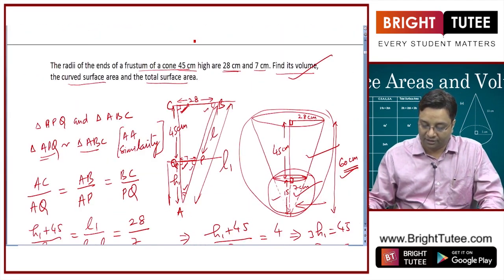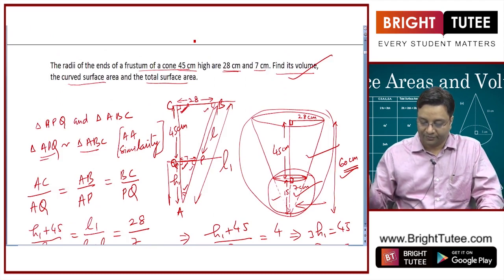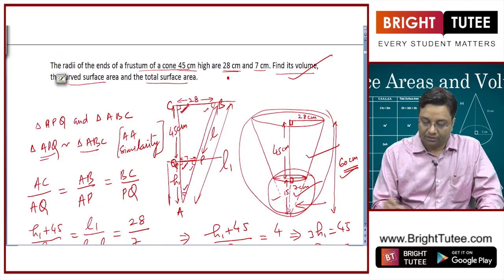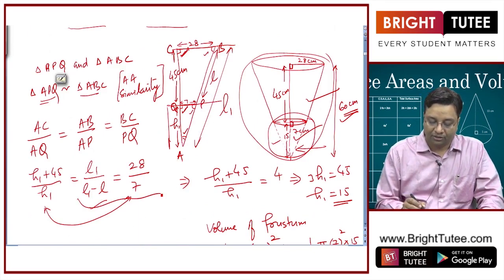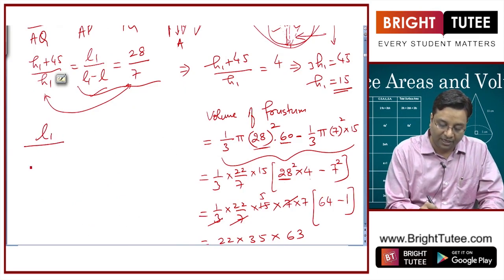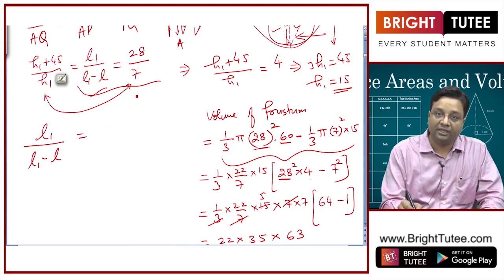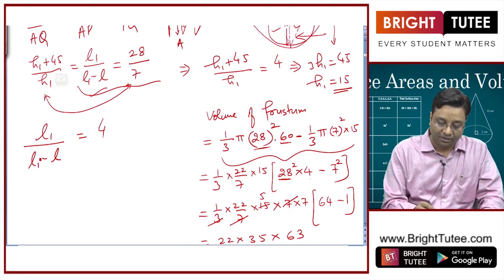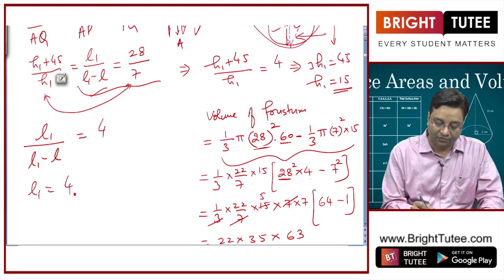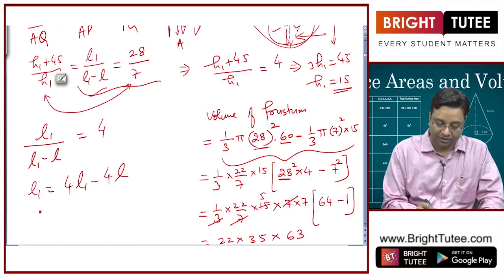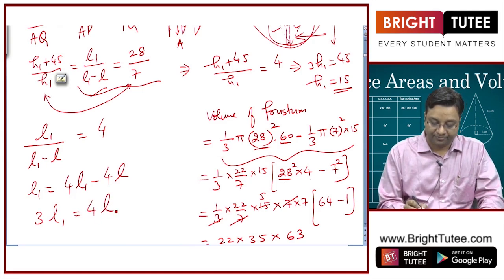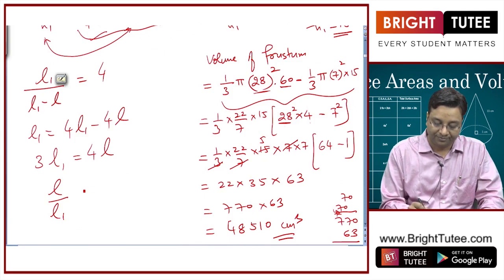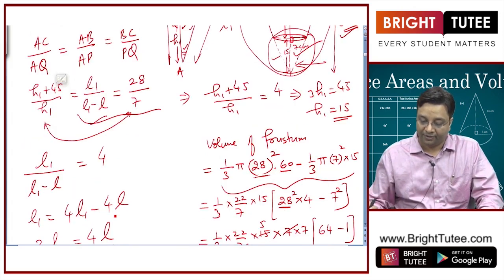Now let us look at the curved surface area. Okay. So let us make this triangle separately. Now we have got this formula here, so let us use this one. L1 by L1 minus L is equal to 28 by 7, which is 4, right. So effectively L1 is equal to 4L1 minus 4L. So this is 3L1 is equal to 4L. So L by L1 is equal to 3 by 4, right.